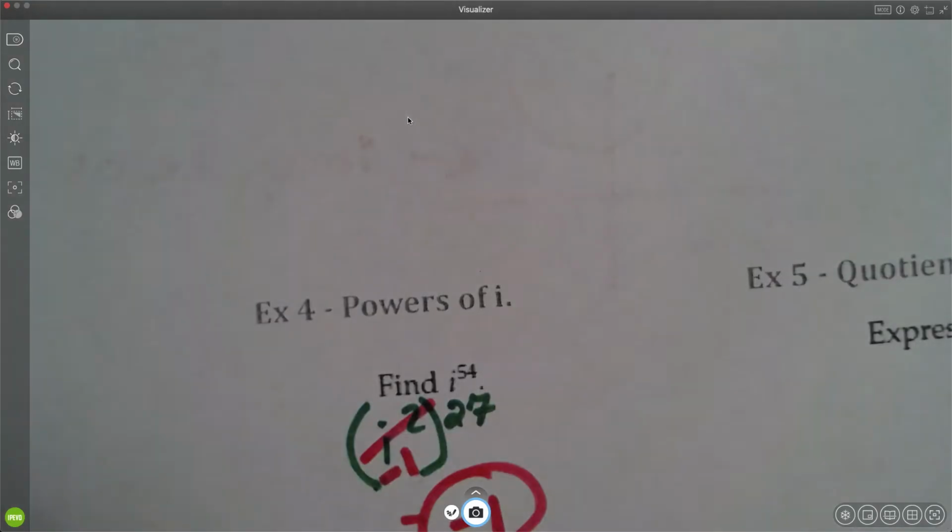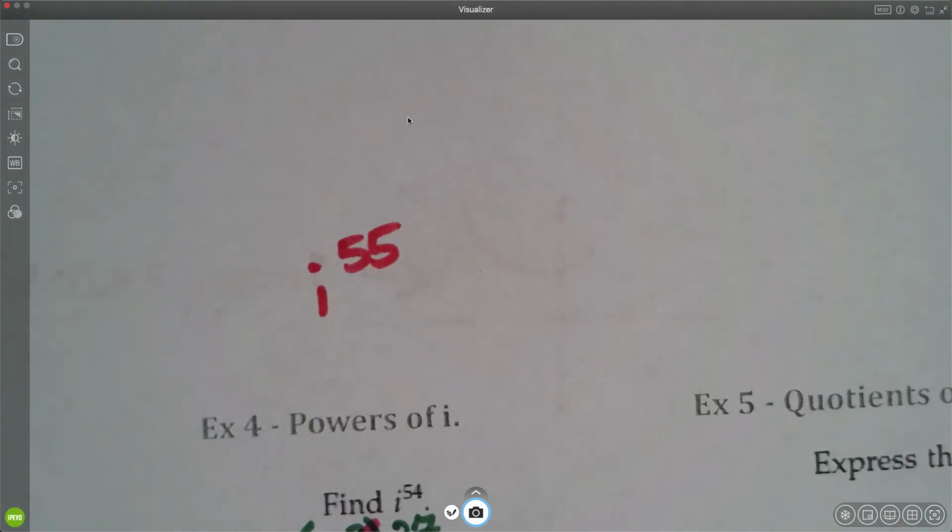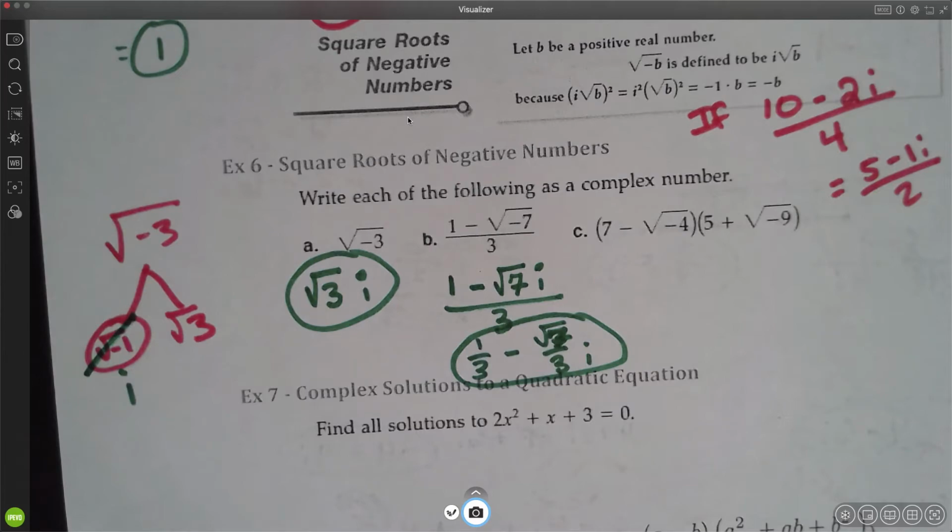Let's say we have I to the 55th power instead of 54th. I'm going to do another example up here at the top, so just write this above. I to the 55th power. It doesn't matter. Now, this next one, let's simplify those two pieces before we multiply.